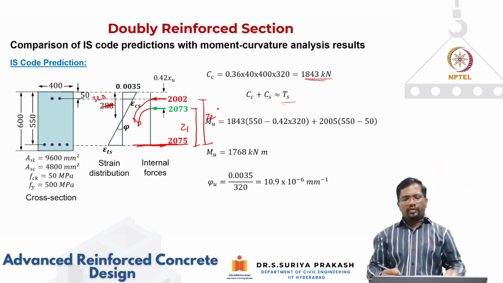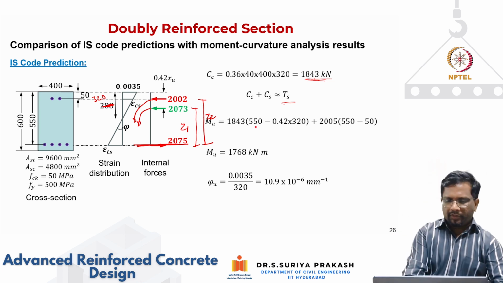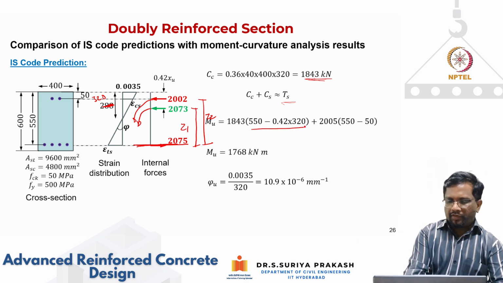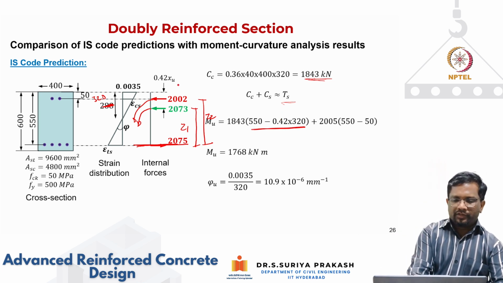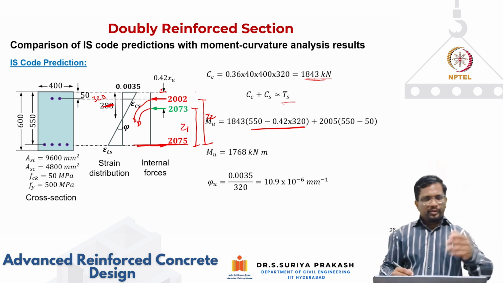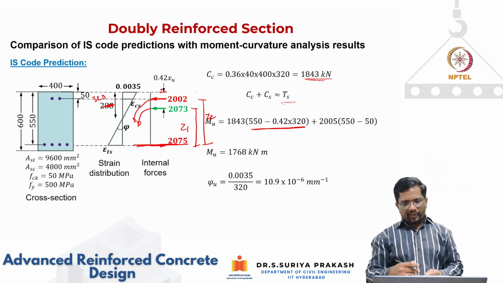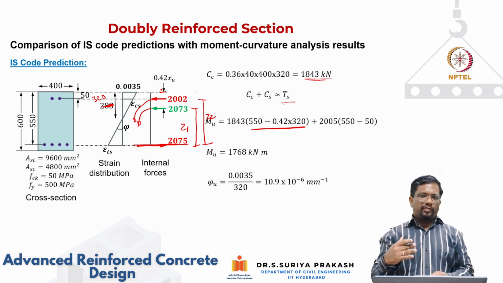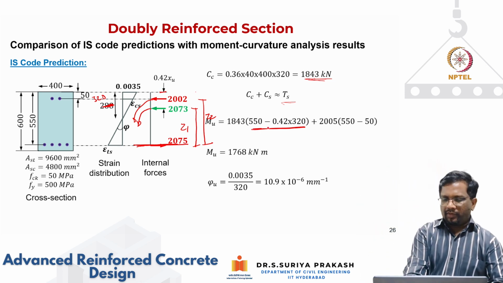What is Z1 for the concrete contribution force? It is going to be D minus 0.42 XC. So this distance is your 0.42 XC. This we have seen, as per your IS code. That is your CC. It is located at a distance of 0.42 XC from your top fiber. So the lever arm is this.